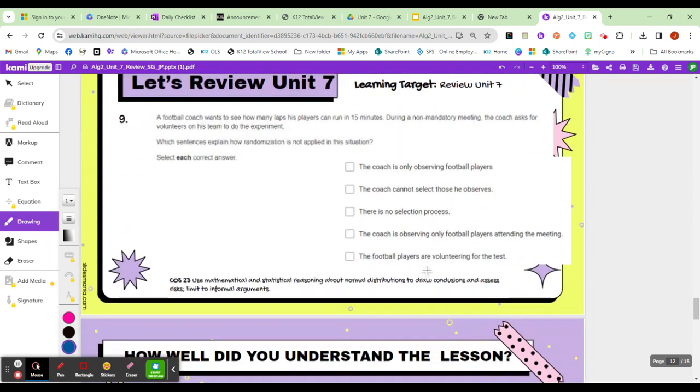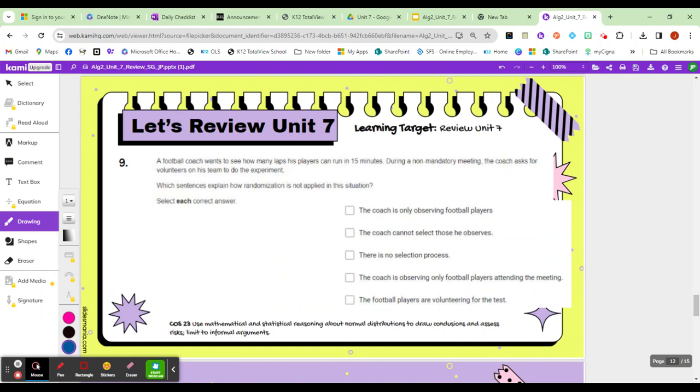All right, last one, number 9. A football coach wants to see how many laps his players can run in 15 minutes. During a non-mandatory meeting, the coach asked for volunteers on his team to do the experiment. Which sentences explain how randomization is not applied? How the way this coach did it was not random. Select each correct answer. It says the coach is only observing football players. The coach cannot select those that he observes. There is no selection process. He really didn't have a selection process at all. That's what makes this not random.